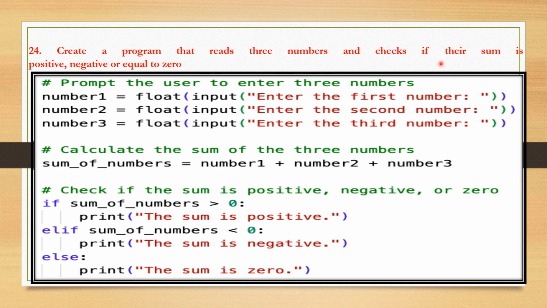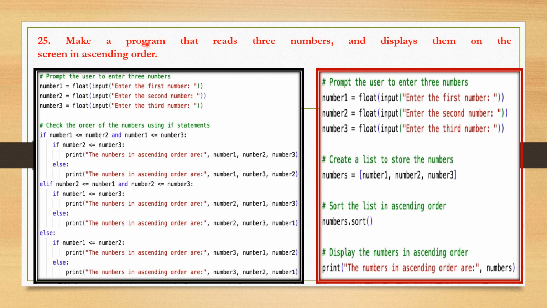Next program is to read three numbers and check if their sum is positive, negative or equal to 0. So prompt the user to enter three numbers, calculate the sum of the three numbers, and check if the sum is greater than 0. Print sum is positive; if the sum is negative, print that; else the sum is 0. The next program is to read three numbers and display them in ascending order.